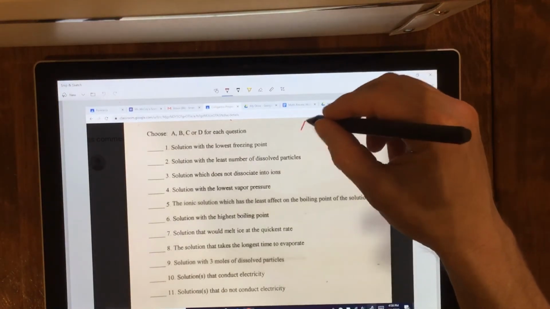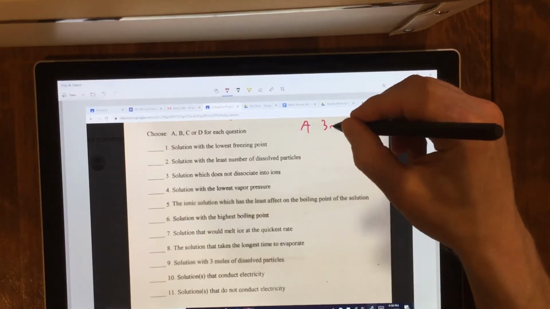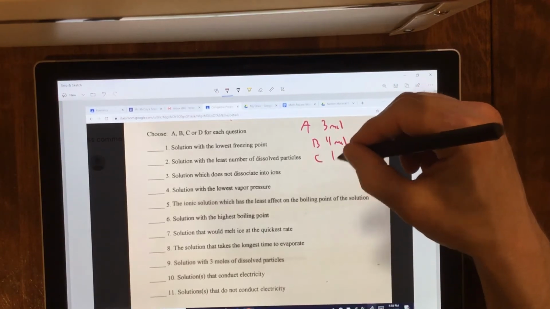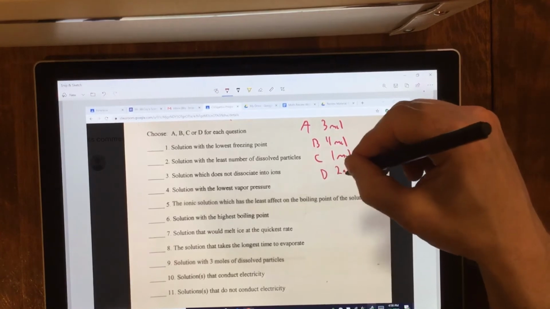So we just said A had 3 moles, B had 4 moles, C had 1 mole, and D had 2 moles, right?